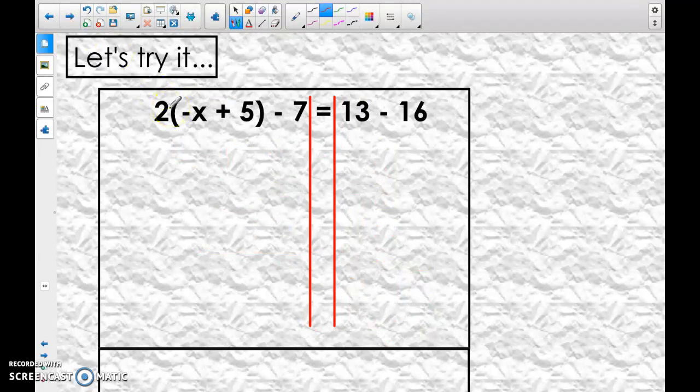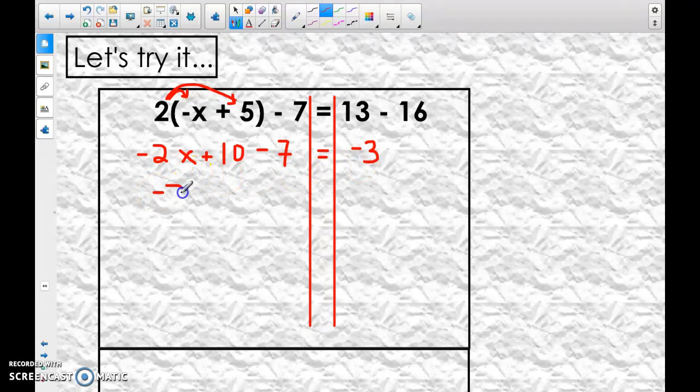Alright, another similar problem. So let's start on the left-hand side. Again, we've got these parentheses, got to get rid of them. So we'll do distributive. 2 times a negative x will give us negative 2x. 2 times 5 will give us 10. Now we've got a minus 7. And we'll notice on the right-hand side, we've got not just one number, we have 2. We have a 13 take away 16, which will leave us at negative 3.